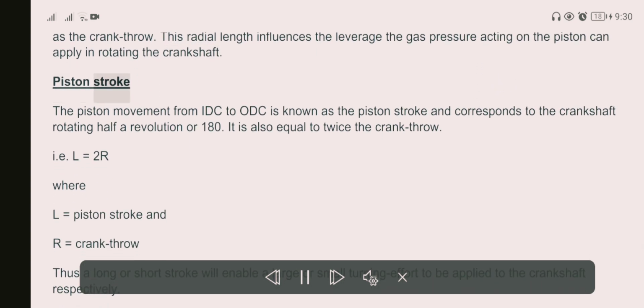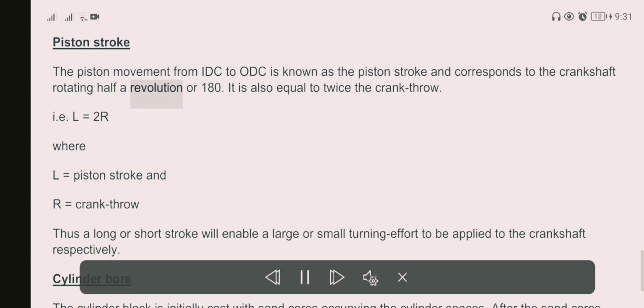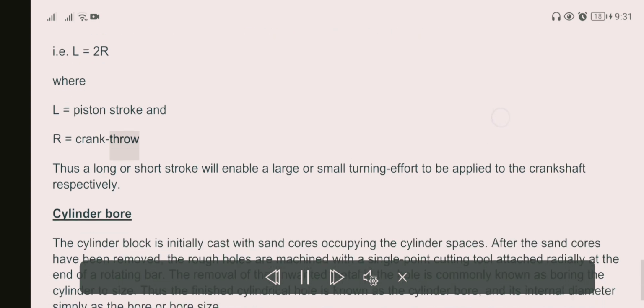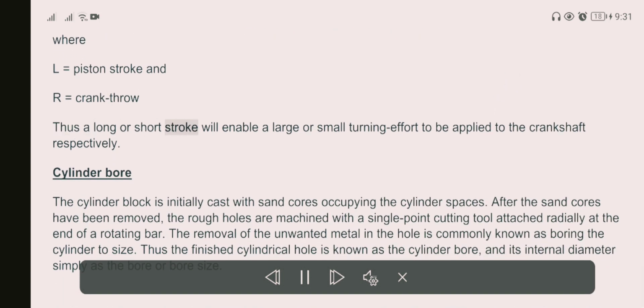Piston stroke. The piston movement from IDC to ODC is known as the piston stroke and corresponds to the crankshaft rotating half a revolution of 180 degrees. It is also equal to twice the crank throw. L equals 2R, where L equals piston stroke and R equals crank throw. Thus a long or short stroke will enable a large or small turning effort to be applied to the crankshaft respectively.